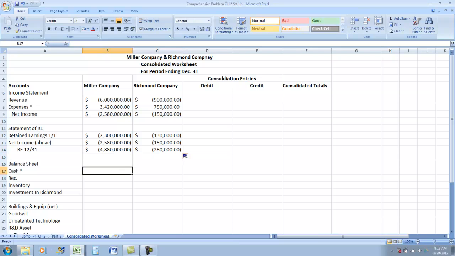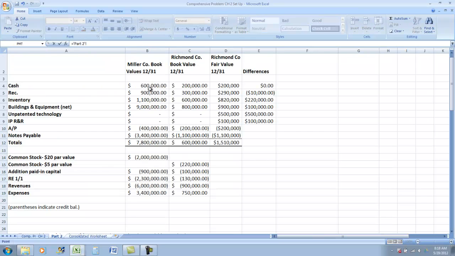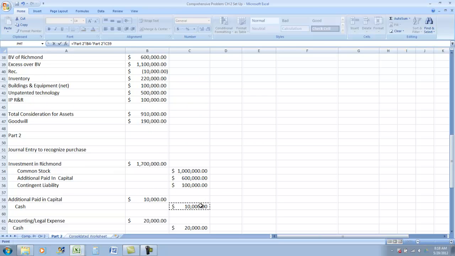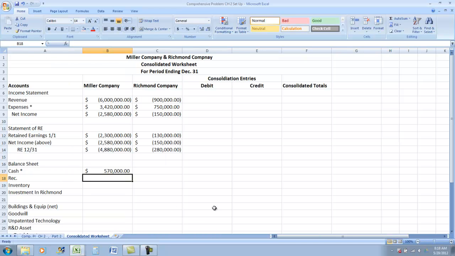Okay, now Miller is our parent company. So starting cash was given to us, which is 600,000, right? But then we need to subtract the journal entries that we made in part 2 that affect cash, which is the additional paid in capital for the stock issuance costs and the accounting and legal fees. We need to subtract that out. So this cash balance has already been changed. Because remember, when we're making the consolidated worksheet, we need our parent company to reflect transactions that really happened.